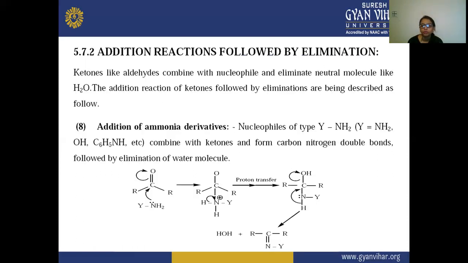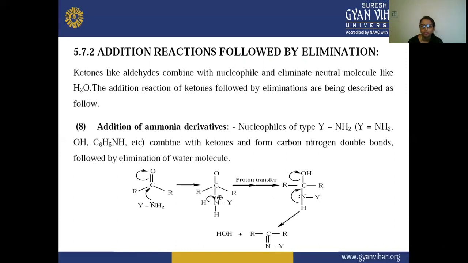Then addition reaction followed by elimination. So ketones like aldehydes combine with nucleophiles and eliminate neutral molecules like H2O. The addition reactions of ketones followed by elimination are described as follows. The eighth reaction is the addition of ammonia derivatives. Here nucleophiles of type Y-NH2 or OH combine with ketone and there is a formation of a carbon-nitrogen double bond, followed by the elimination of a water molecule.